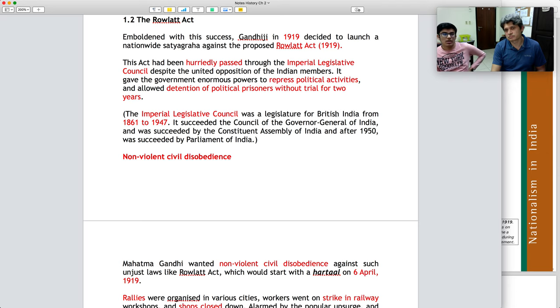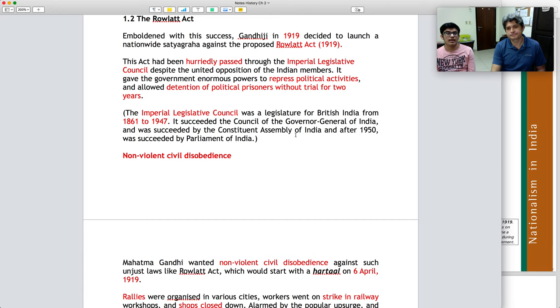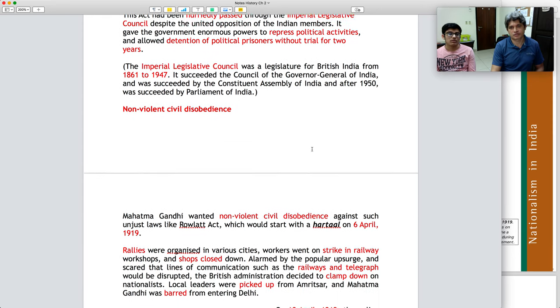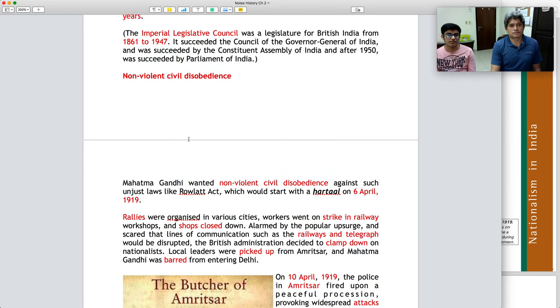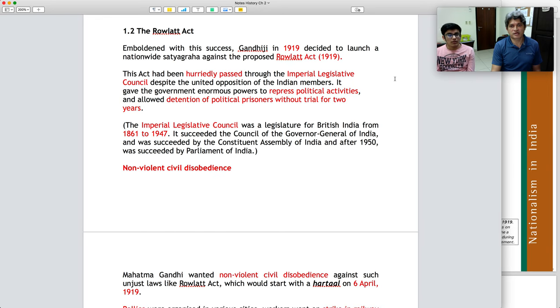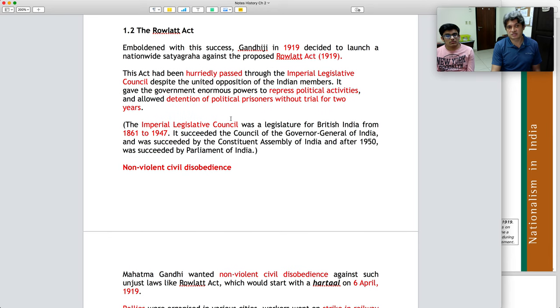So this was the British sort of forum for discussion. Then it was the Council of the Governor General of India, and then the Constituent Assembly of India, which was the first purely Indian forum for discussion, where we framed the constitution, and then what we have now, the Parliament of India, the highest level of legislature in India. So it shows us the history of where the Parliament of India came from. So the Rowlatt Act came into being, passed by the Imperial Legislative Council, and they said this is very unfair.